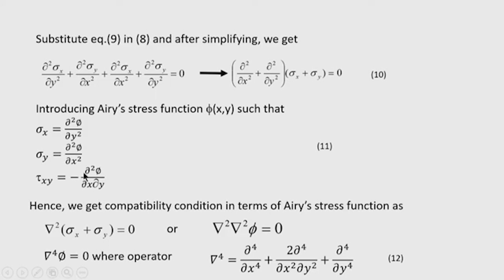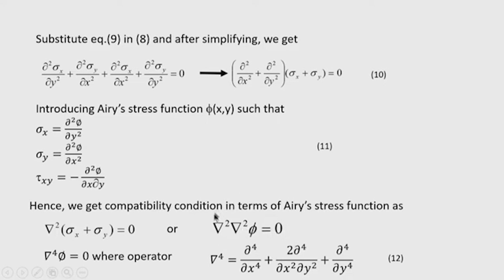Now, introducing this stress function in the compatibility equation, which is ∇² of σ_x plus σ_y. Introducing this, if you add ∂²φ/∂y² plus ∂²φ/∂x², again we can write this as ∇²φ. So, this equation can be written as ∇² of ∇²φ equal to 0.